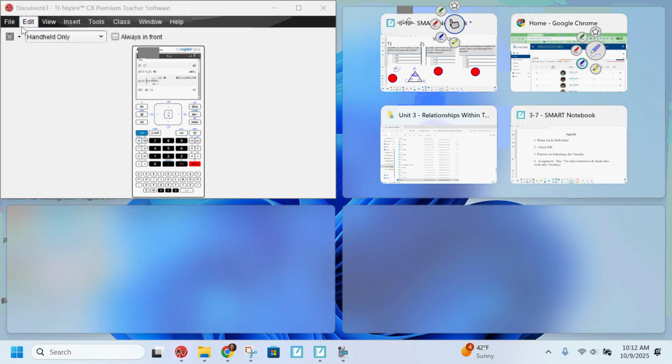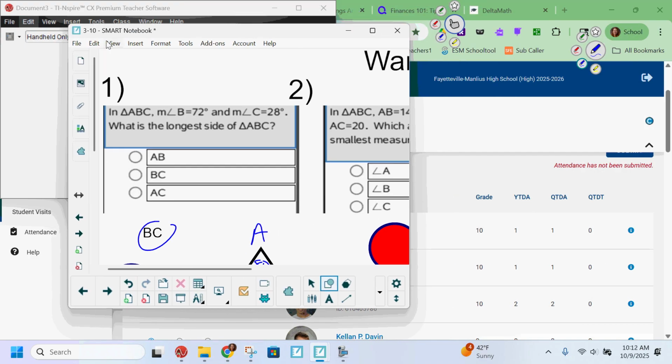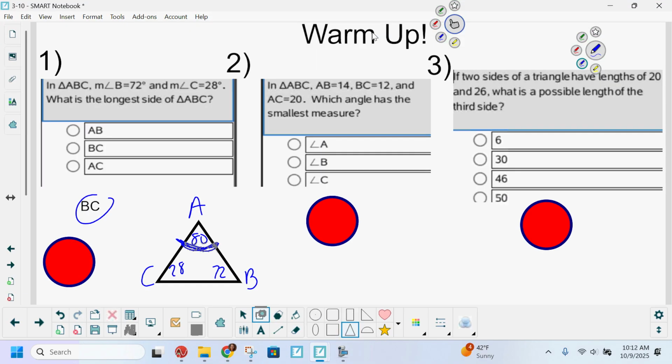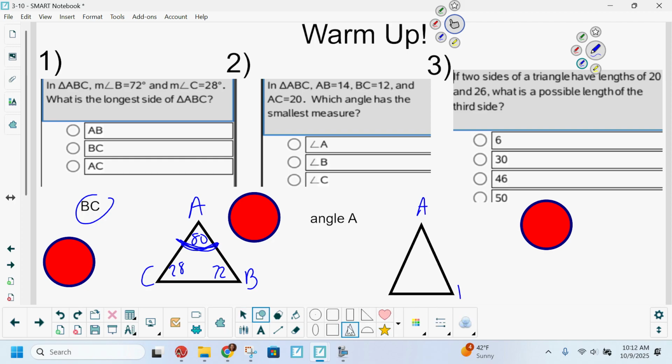The second one that I have here, I should have gotten angle A. So if I make my triangle again, I have AC is 20, AB is 14, and BC is 12. And they want to know which angle is the smallest. Well, the smallest side is CB. That means angle A will be the smallest.